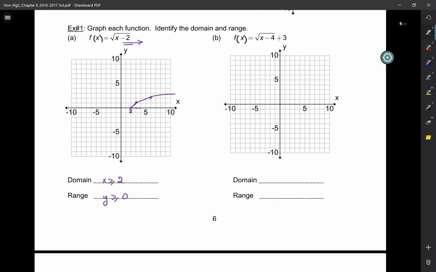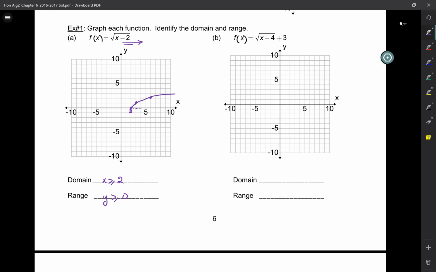Could we have figured that out from the equation? We know that this is a basic square root, so it's always going to move towards the right. It's going to start at 2, always move to the right. It hasn't moved vertically, so it's going to go from 0 up. Okay, so look at that one.